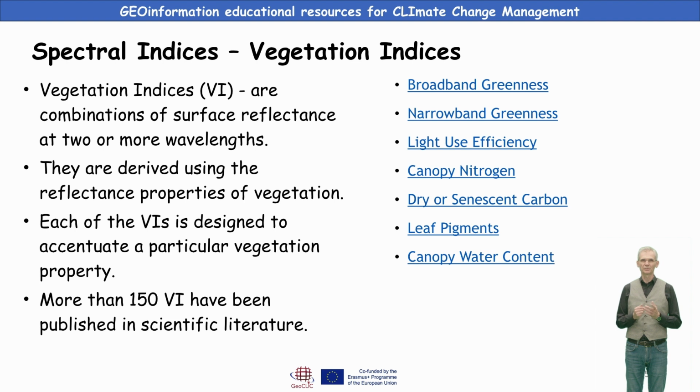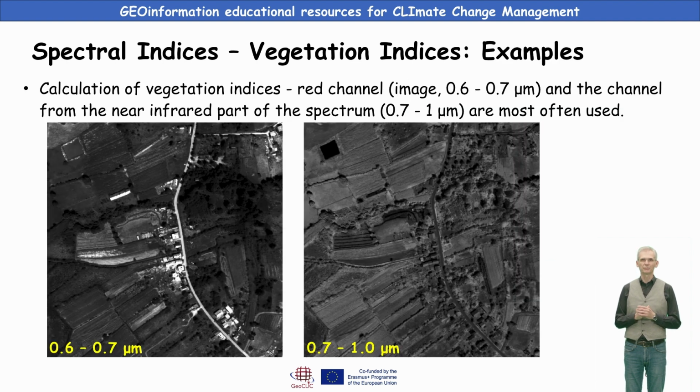Indices are grouped into categories that calculate similar properties. This slide shows a link through which you can additionally and independently reach different types of spectral indices and learn how they are calculated. The most well-known and widespread are the vegetation indices.